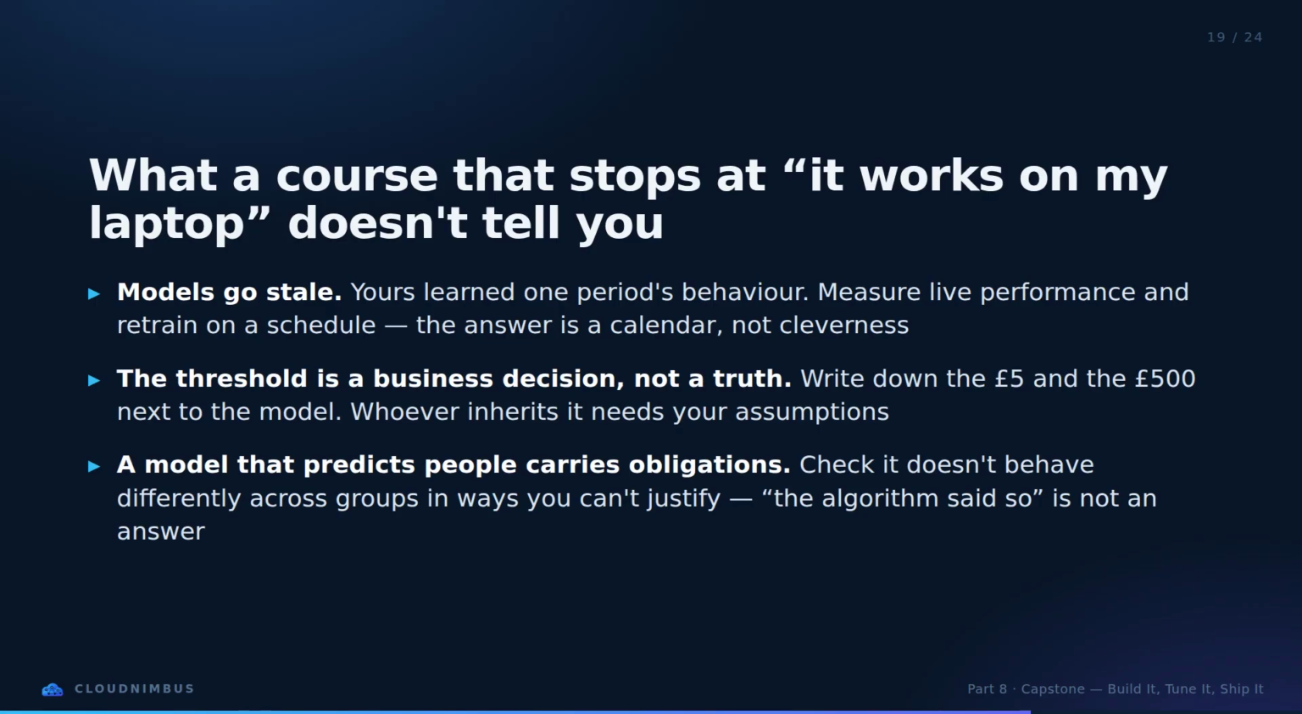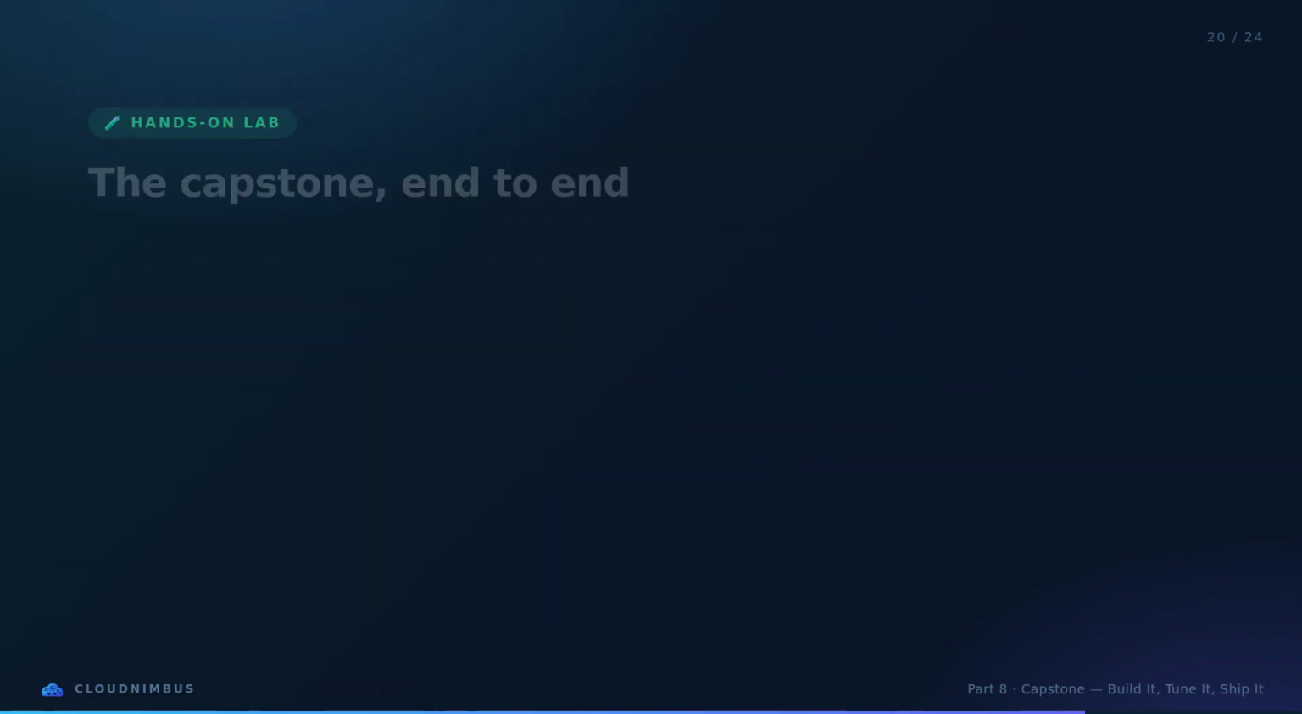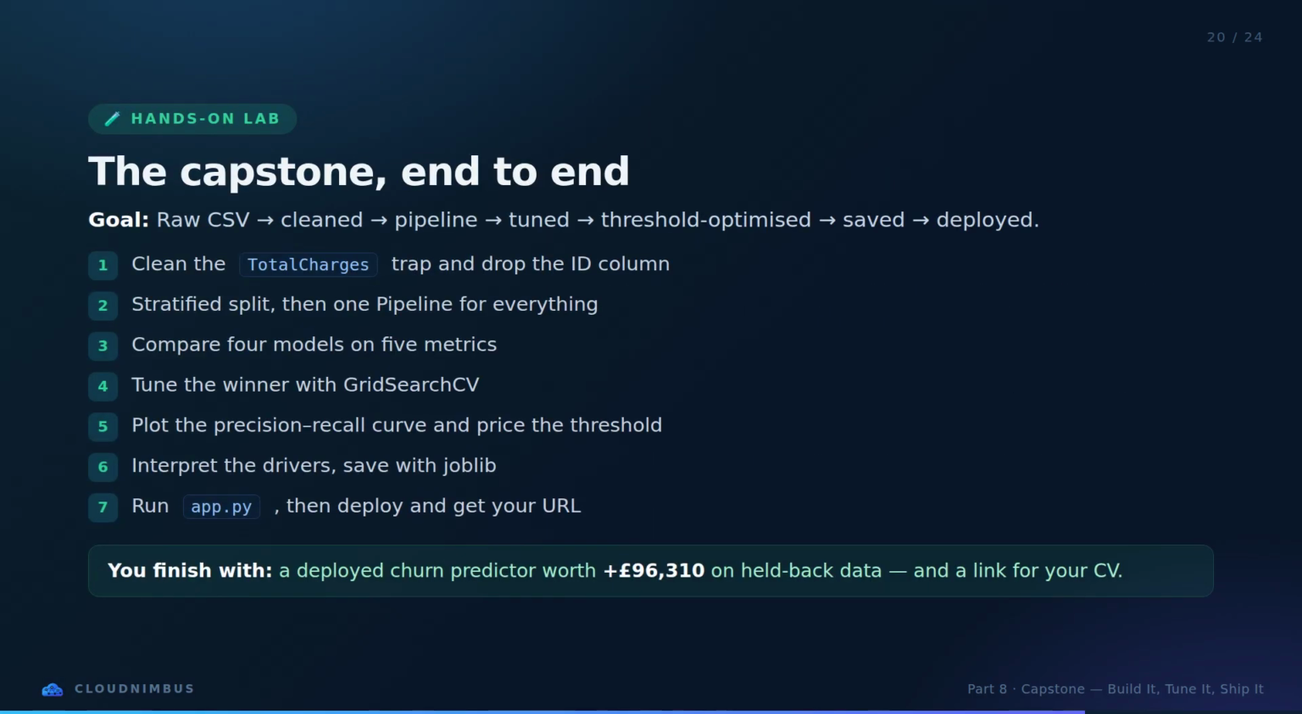2. The threshold we chose is a business decision, not a permanent truth. If the retention team's capacity halves, or a saved customer turns out to be worth £200 rather than £500, the right threshold moves. Write down the assumptions you used, the £5, the £500, next to the model. Anyone who inherits it needs to know what you assumed, not just what you built.